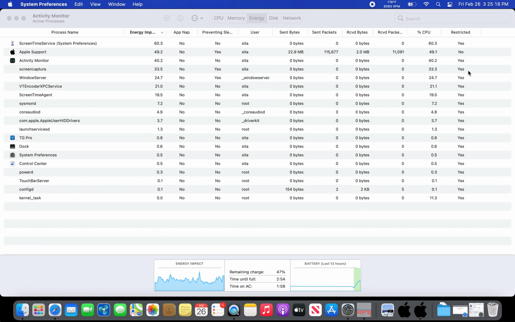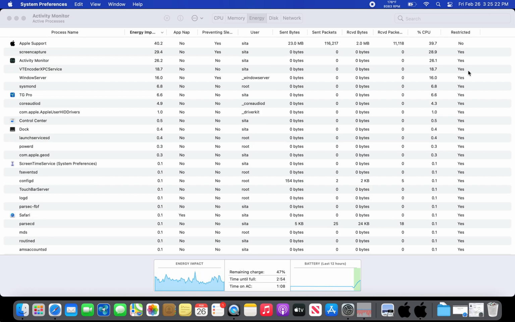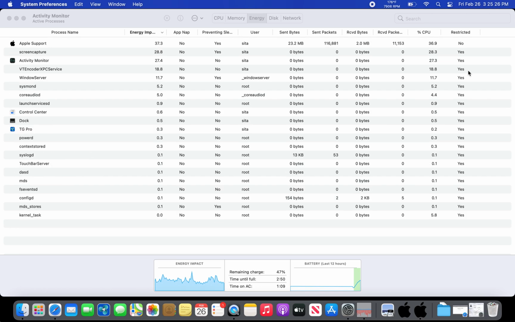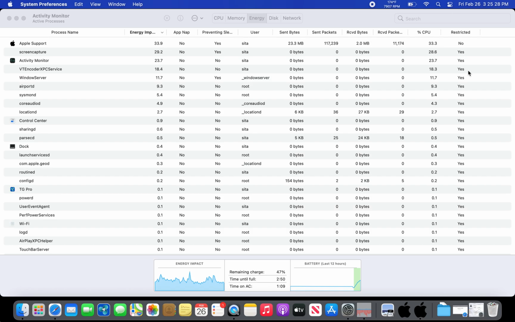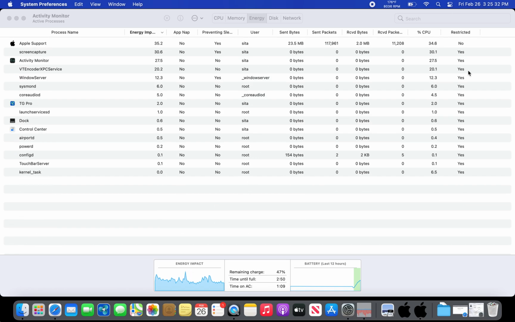Right, you don't want to. If you force quit everything, the computer would crash. That's not what we're talking about. No, that's not what we're talking about. All we're talking about is Preview and QuickTime. My computer will not allow me to force quit Preview and QuickTime. It says here, I am restricted.